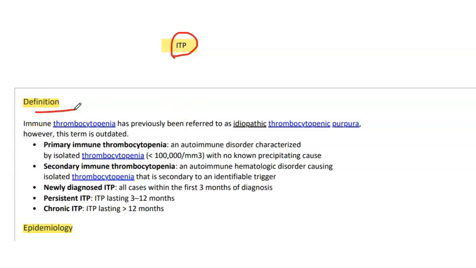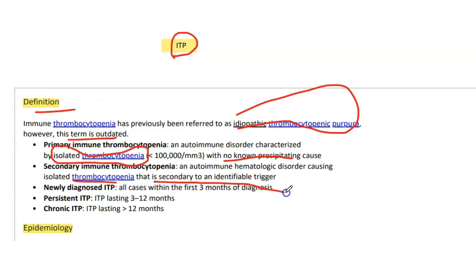It was previously referred to as idiopathic thrombocytopenia purpura. However, the term is now outdated. We have primary immune thrombocytopenia, an autoimmune disorder characterized by isolated thrombocytopenia. Only the platelet count is decreased, with no known precipitating cause. In secondary ITP, an autoimmune disorder causes isolated thrombocytopenia, but there is a secondary identifiable trigger present.